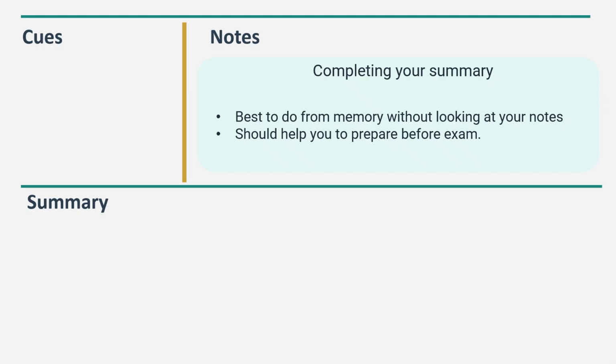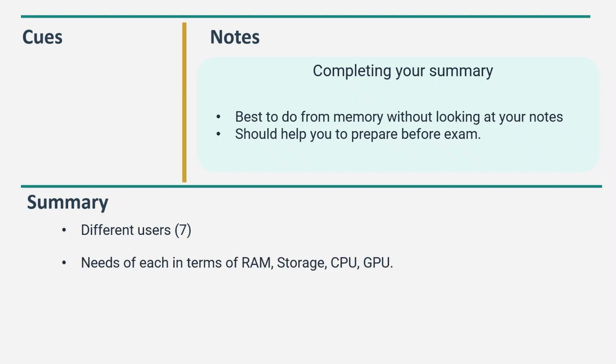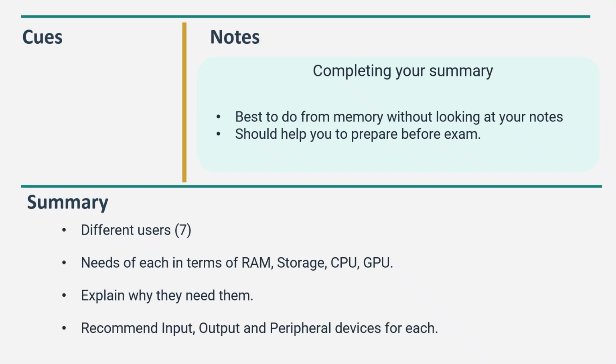So, for your summary, you need to know the different users. There are 7. You also need to know what the RAM needs, storage needs, CPU and GPU are. And you also have to explain why you need them, and then recommend input, output, and peripheral devices for each.